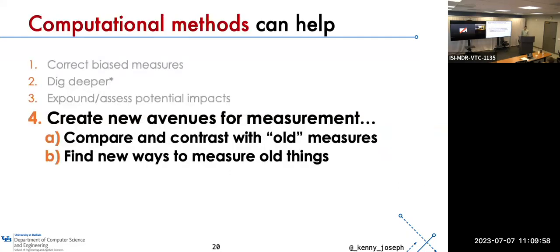And the two that I'm going to focus on today are that computational methods can help us create new avenues for measurement. We can take some old ways of doing things, compare with some new ways of doing things using computational methods, and see what the strengths and weaknesses of the two approaches are. And also it opens up new ways to measure things that are really hard to measure. So those are the two that I'm going to focus on today in these two different projects.